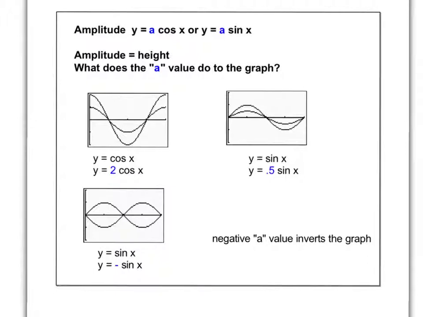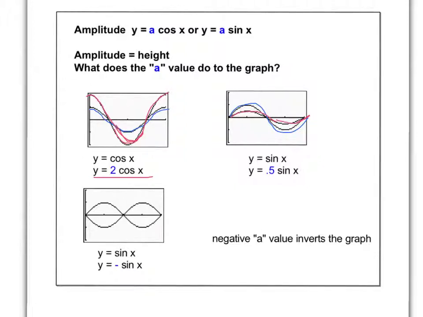So for example, this cosine of x is this original one that I have in blue, and then the new one, y equals 2 cosine of x, is stretched so that the high point is at 2 and the low point is at -2. For the sine function, the original is this blue one, height is 1 to -1, and now the 0.5 sine means the height goes up to 0.5 and down to -0.5.